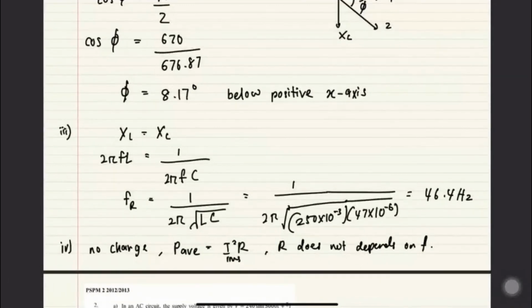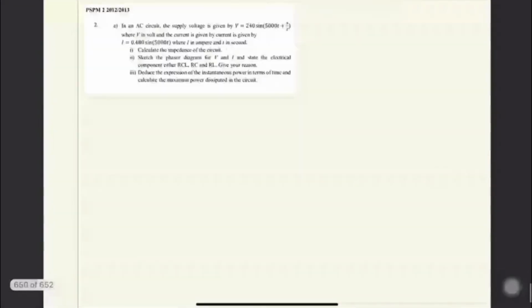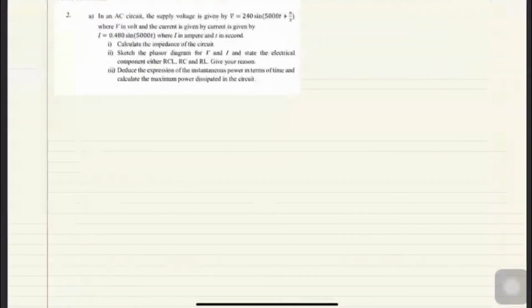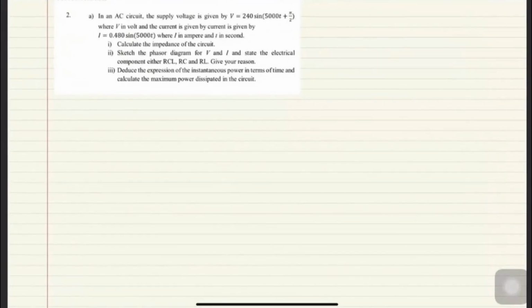Okay, so we try to look at one more question, which is question number 2A and B. Hopefully it's simple. At least we can do 2A. Question 2A says in an AC circuit the supply voltage is given by an equation, then calculate the impedance of the circuit and sketch the phasor diagram. They give V and I. They don't say what circuit it is, but they did give you these two equations. From these two equations, you know that I0 equals 0.480.